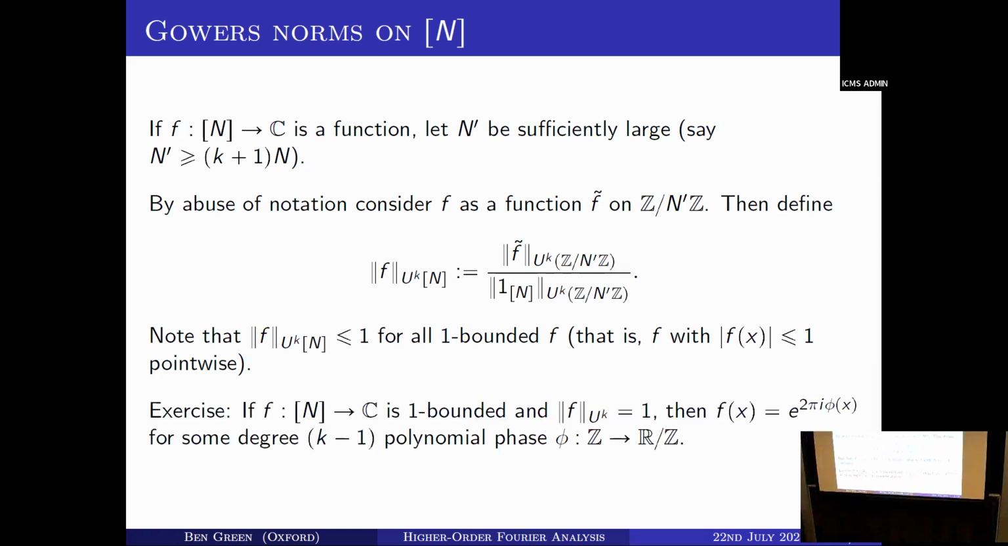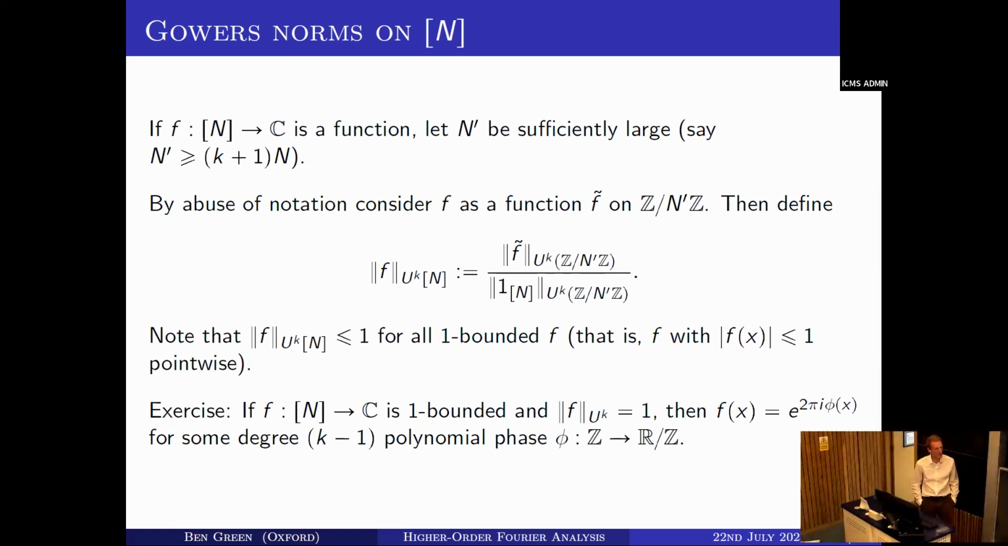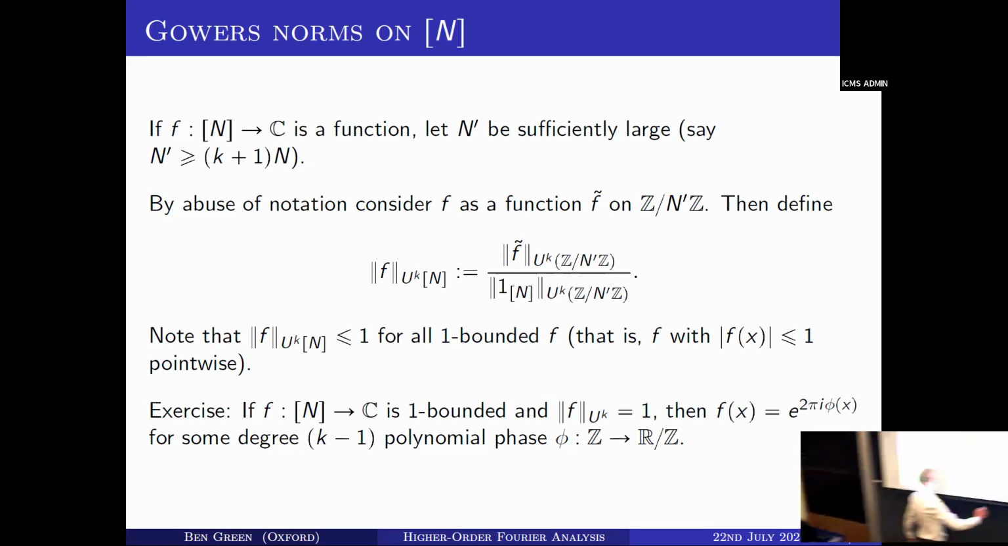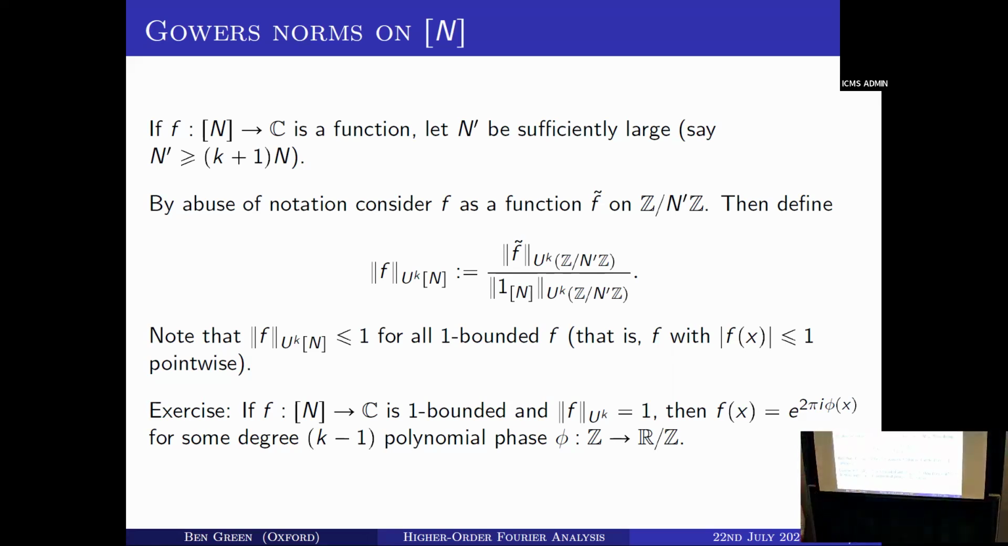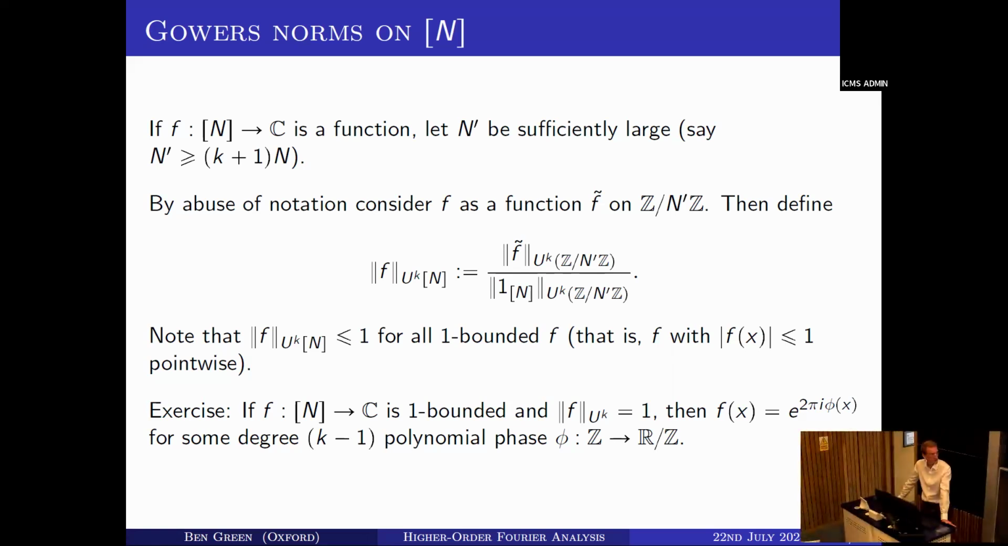And a nice exercise, using the formula for the Gowers norms of phase functions that I showed you on the last slide, is to show that equality occurs here if and only if f is a phase function. So it's got to have absolute value 1 everywhere. So it's got to be writable as e to the 2 pi i phi of x. And that phase function has to have vanishing derivatives of order k, and is therefore a degree k minus 1 polynomial.